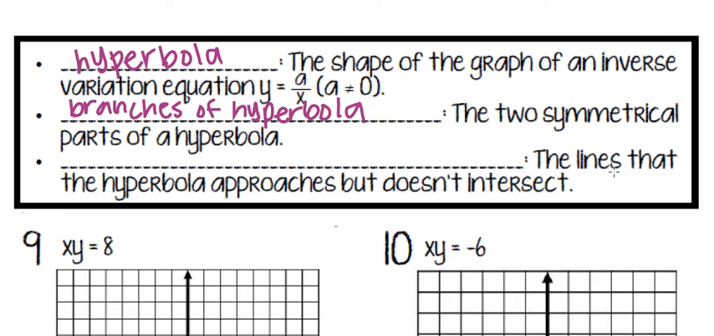And then here it says the lines that the hyperbola approaches but doesn't intersect. Anytime you hear about a line that something approaches but doesn't intersect, you should be thinking asymptote. And that is absolutely right. They're called asymptotes of the hyperbola.